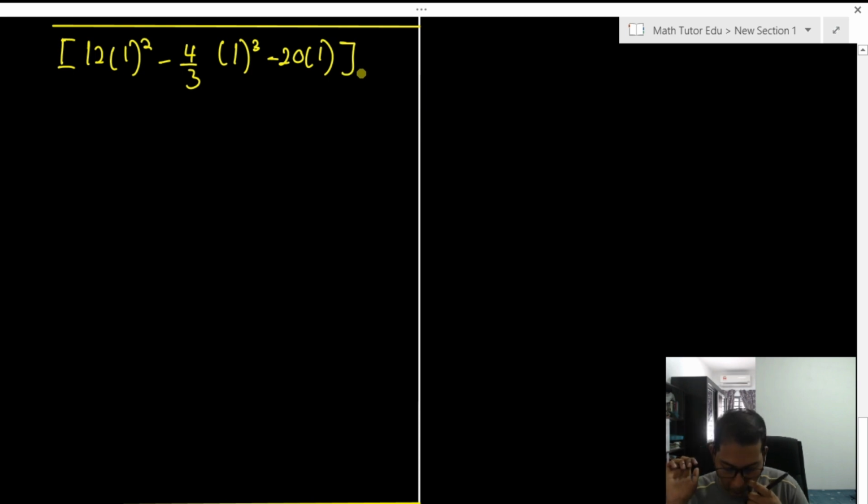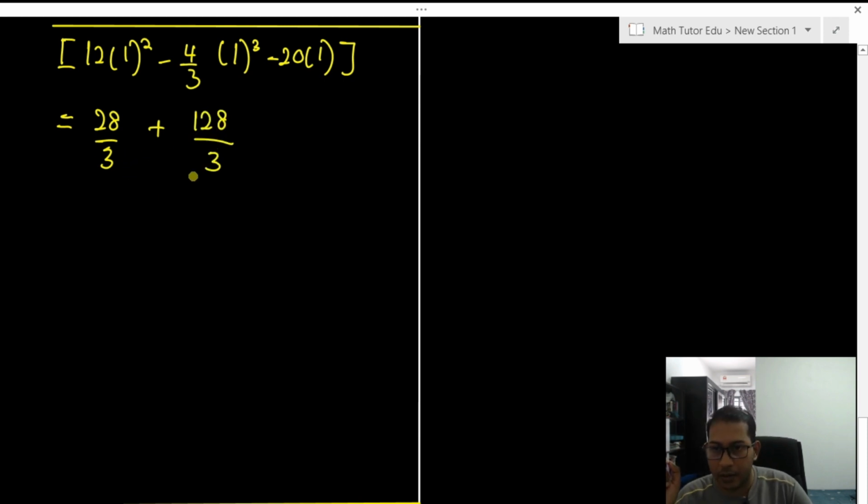Okay, you calculate this. So from here you get 28 over 3 for the first set, the one involving the modulus. And the second one, which involves the upper limit of 5 and lower limit of 1, sorry guys, from here you get 128 over 3. So 128 plus 28, from here you get 156 over 3. You calculate this, you should get your answer is 52 meter.